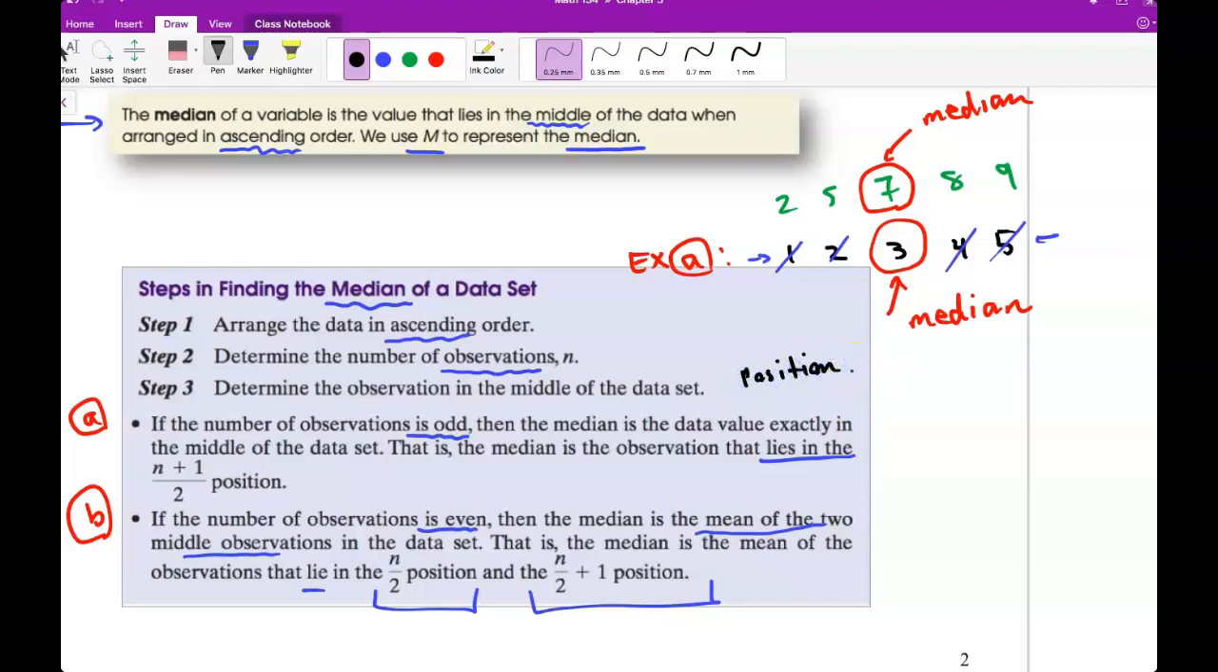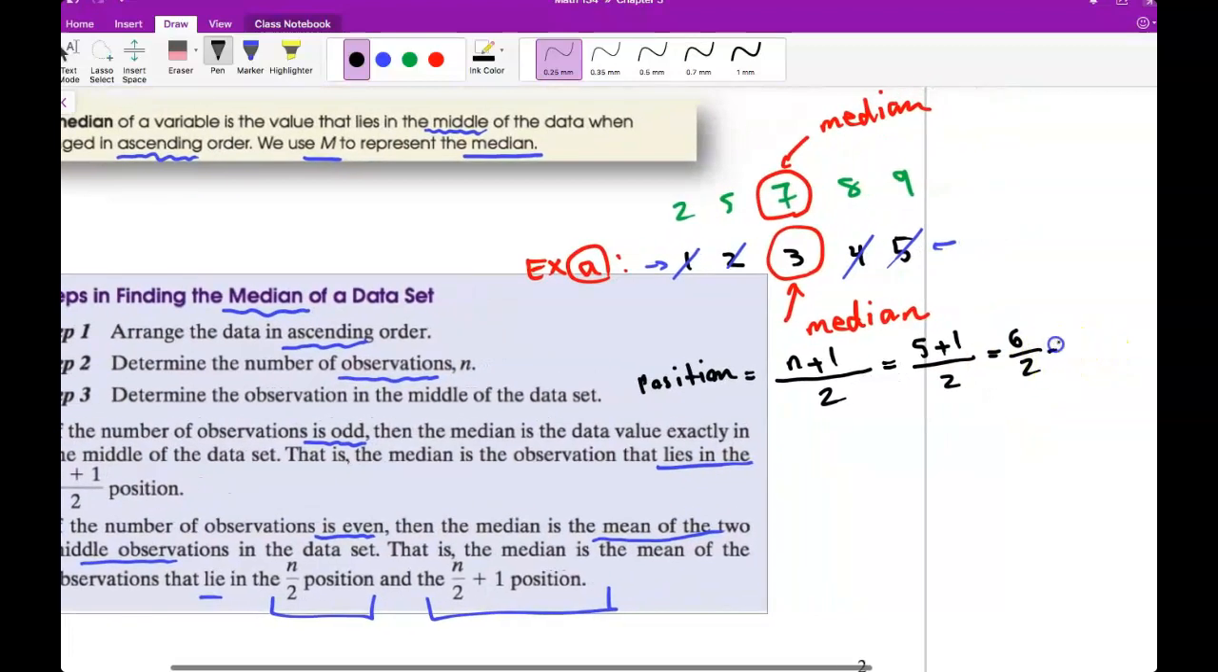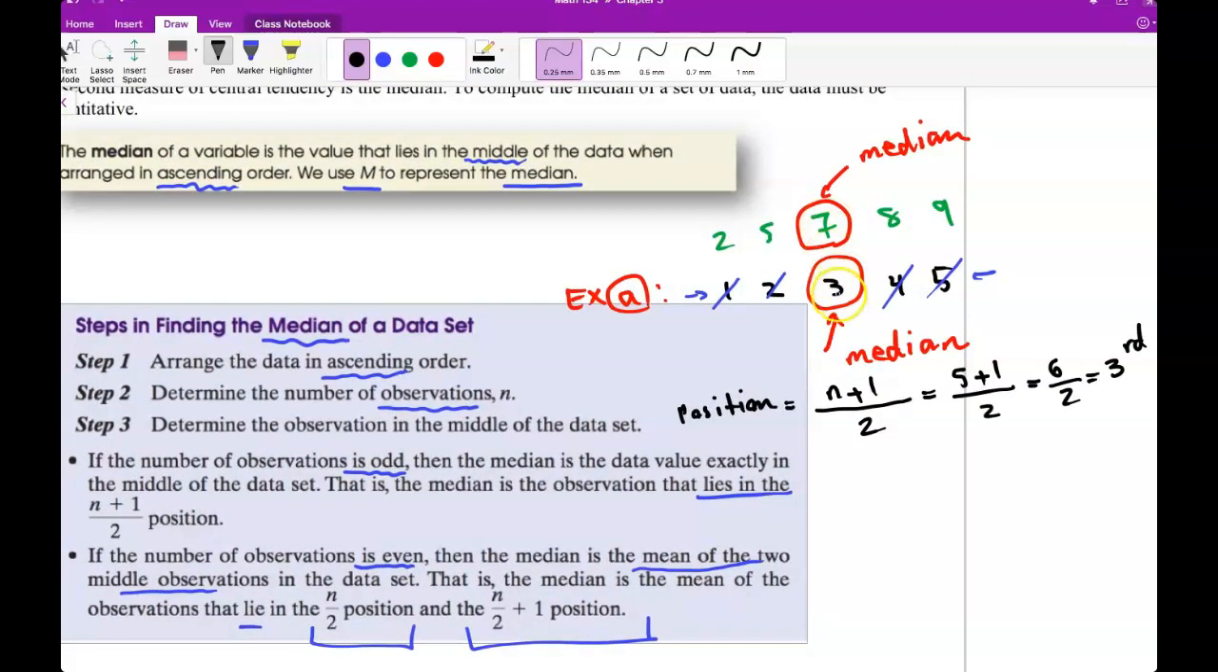So position is, how many numbers we have in total here? We have 5 observations, same thing on top. And we're going to use that one, (n plus 1) divided by 2. N is 5 plus 1, so that is 3, which is third place. So for both of these, the position of our median is in third place.